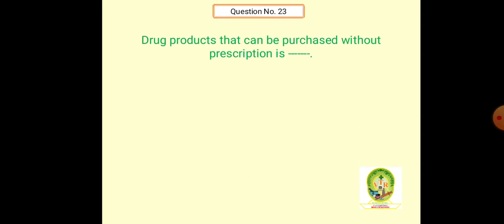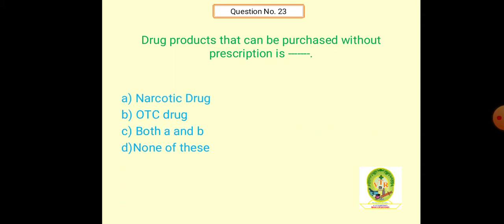Drug products that can be purchased without prescription is. Options are A. Narcotic drug, B. OTC drug, C. Both A and B, D. None of this. Right answer is B.